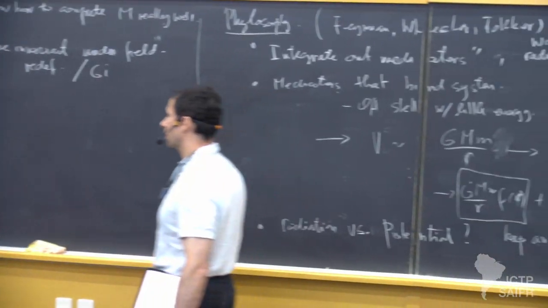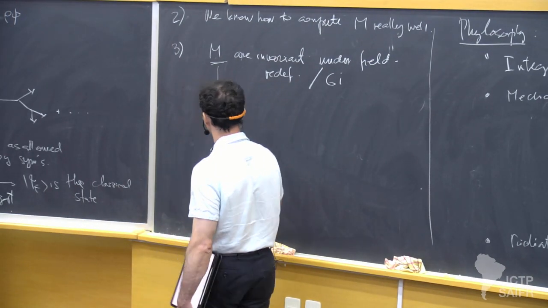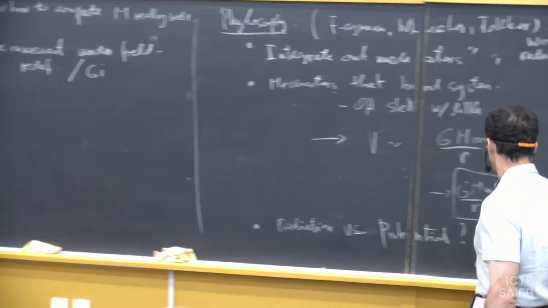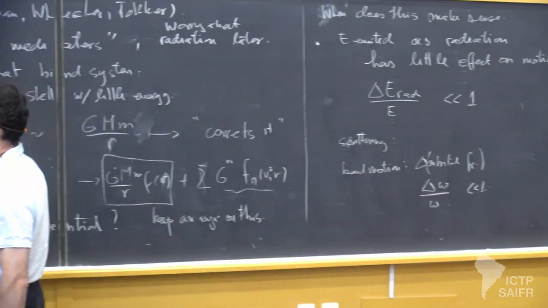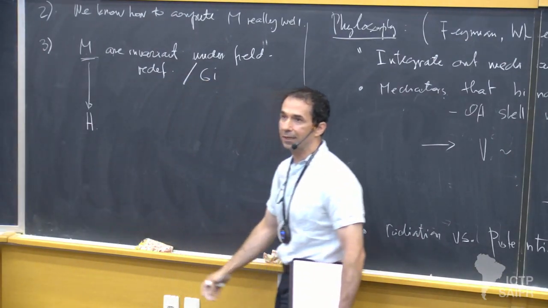And we are going to construct out of it something that is not gauge invariant, and we're going to call it the Hamiltonian, or Newton potential plus corrections. So why would we do such a thing? Take something beautiful and construct something that's not gauge invariant.